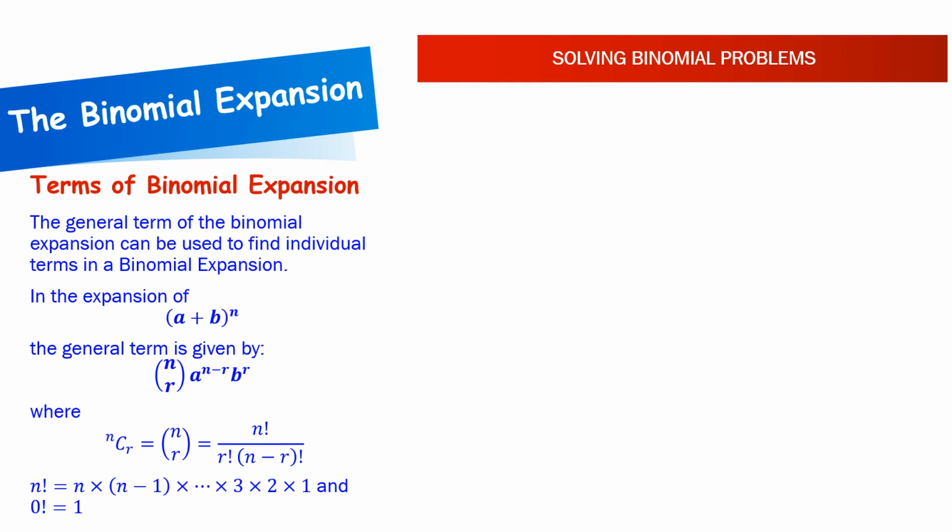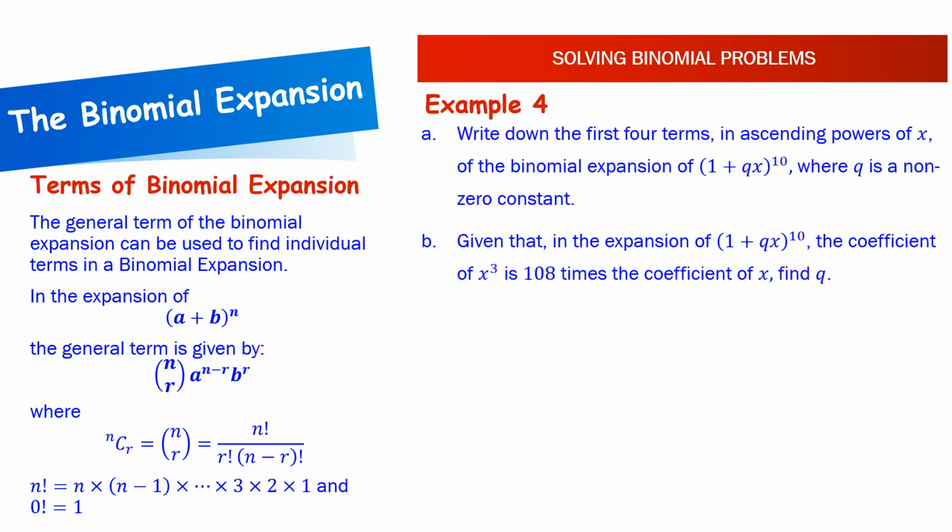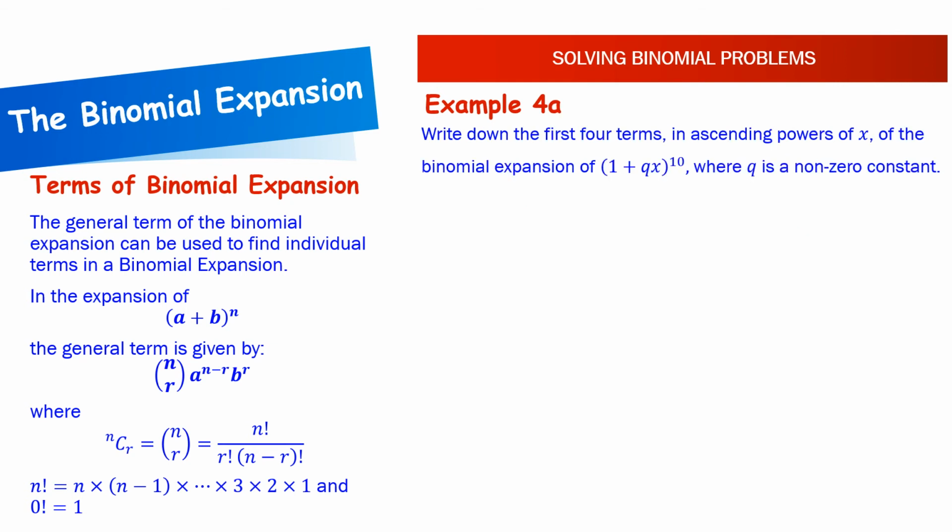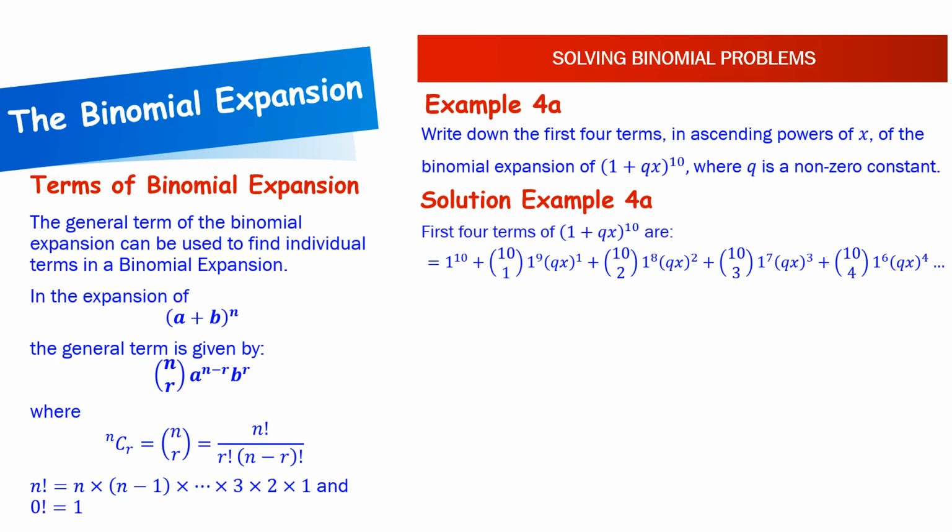Now let's have a go at another example. Pause the video and have a go. Press play when you're ready to view the solution. So let's take a look at example 4a first. Write down the first 4 terms in ascending powers of x of the binomial expansion of (1 plus qx) all raised to the power 10, where q is a non-zero constant. So let's solve this. We're going to look at the first four terms of (1 plus qx) all raised to the power 10.